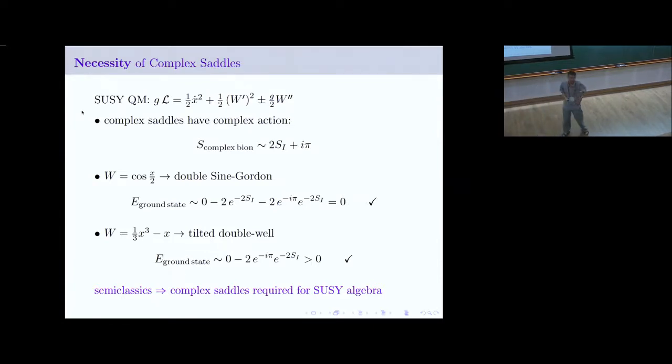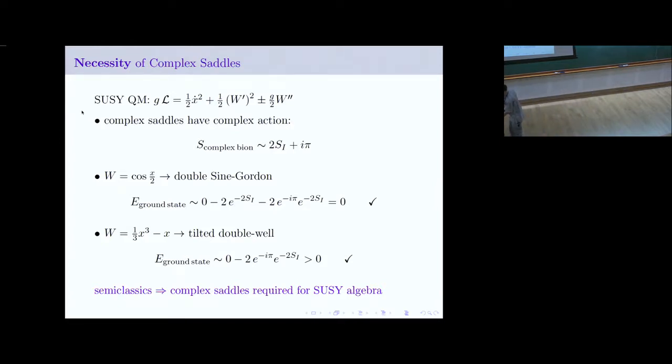Whereas in the double well situation, there's only the complex saddle, and so it contributes minus, but because of the complex nature of the solution and the I pi of the action, the contribution is in fact positive, and it's the correct non-perturbative breaking of the ground state energy. Okay, so you can check that these are the only saddles from the classical equations of motion. So if you were to neglect the complex saddles, you would immediately have a contradiction with the supersymmetry algebra.